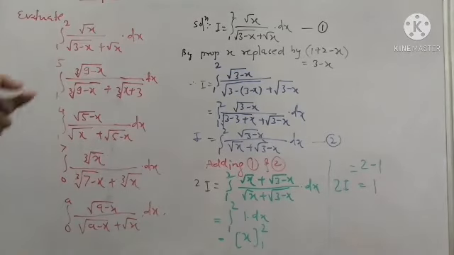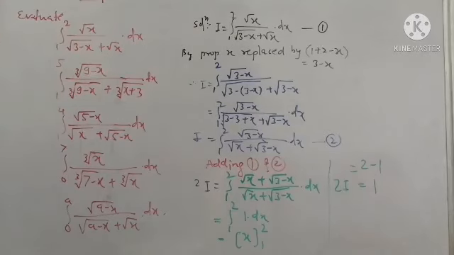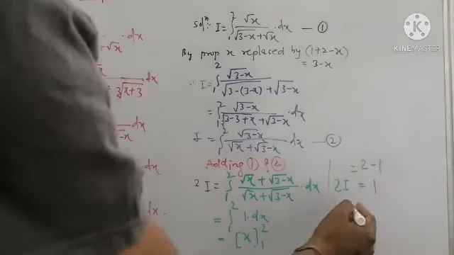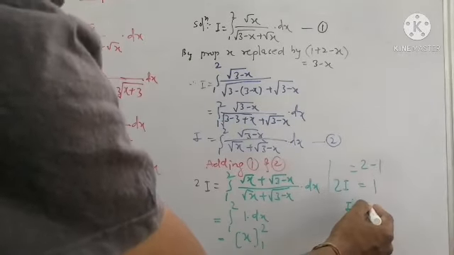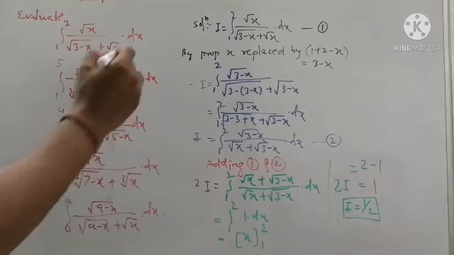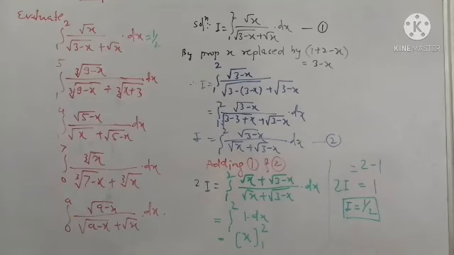Now we have to find this integration which is represented by I, so we have to find the value of I only. We calculated 2I, so by taking 2 to the right hand side we get the value of I, which is 1 by 2. So the first integration has the value 1 by 2. Similarly, the remaining integrations can be solved.